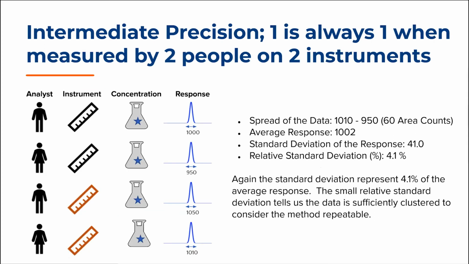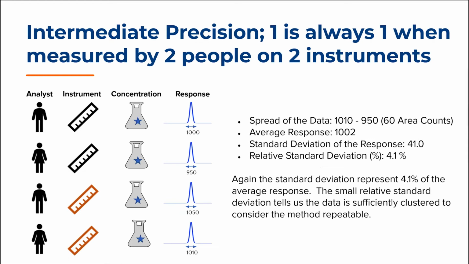So the second figure of merit to determine precision is intermediate precision. Intermediate precision measures how closely the results are clustered when a sample is measured by different analysts on different instruments and sometimes on different days. In other words, is one always one when measured by two people on two instruments?